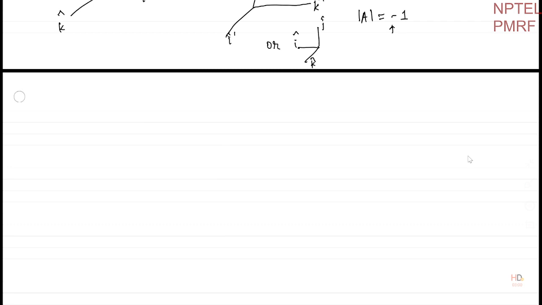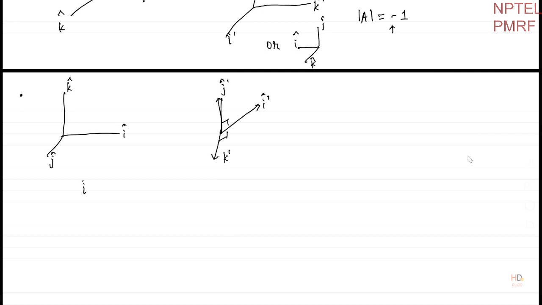So what we start with is we have three vectors i, j, k, right? And then we are shifting them to i prime, j prime, and k prime. They are still orthogonal, 90 degrees, but rotated.